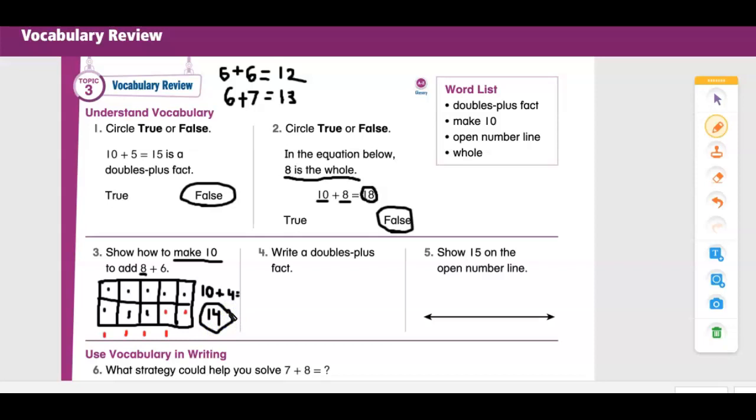So this is one way on number 3 that we can show how to make 10 to add 8 plus 6. Now, if you would like to go ahead and pause the video to copy this method, please go ahead and pause it now. I'm going to erase our tens frame to show a different way to solve.